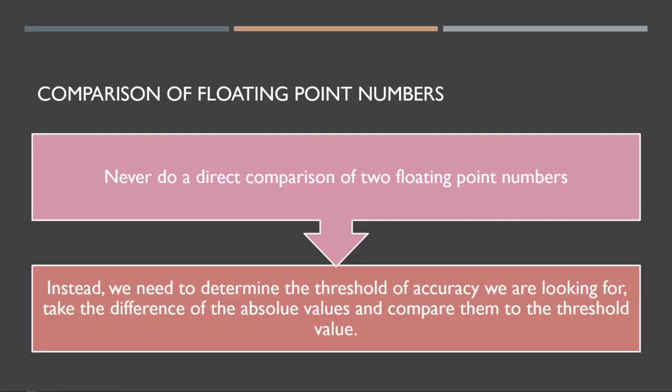Never do a direct comparison of two floating point numbers. Instead, we need to determine the threshold of accuracy we are looking for. Take the absolute value of the difference and compare it to the threshold value.